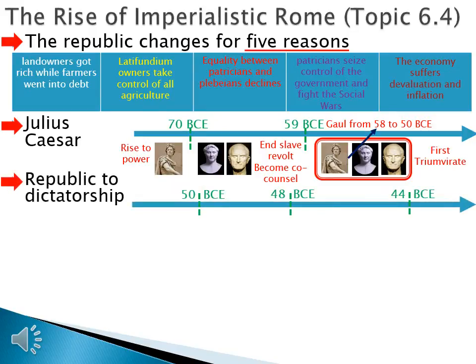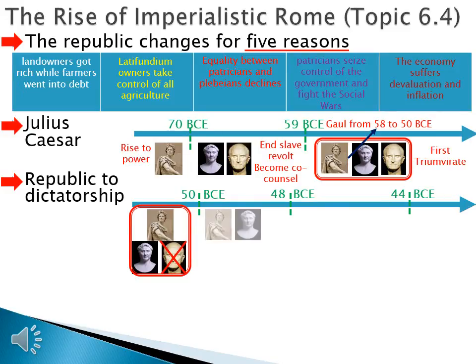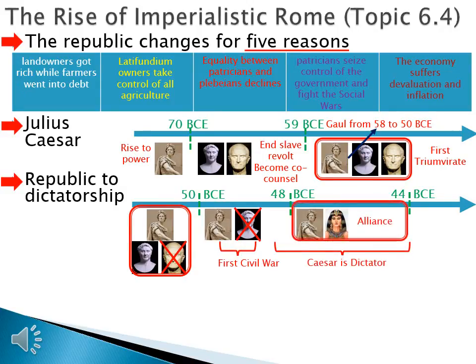We then move from republic to dictatorship. Crassus gets himself killed, and around 50 BCE, it's going to be Caesar versus Pompey in the First Civil War. Pompey loses, and Caesar becomes dictator, at which time he forms an alliance with Cleopatra. By 44 BCE, Caesar is named dictator for life by the Roman Senate.